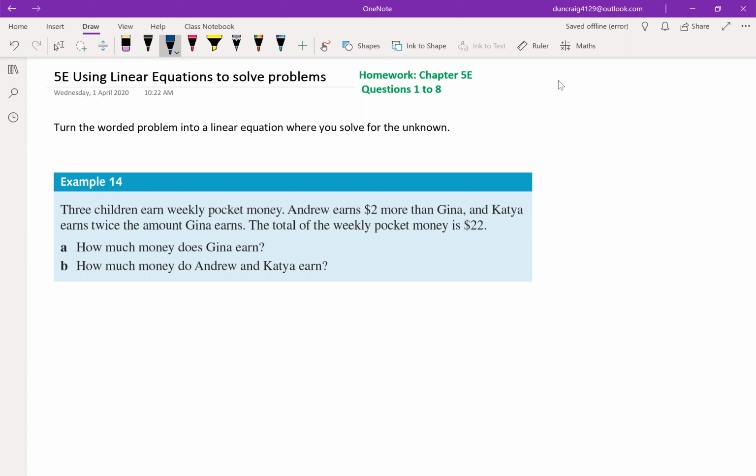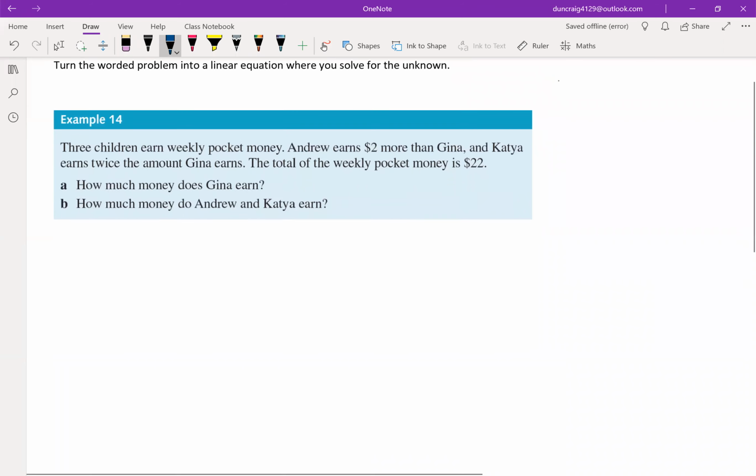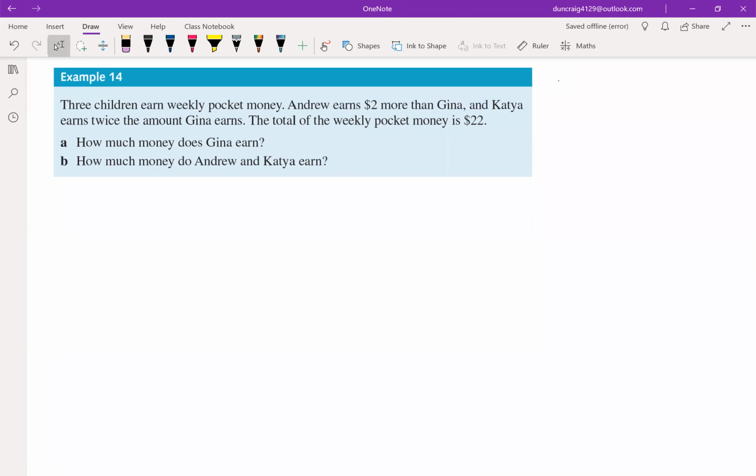And essentially all you've got to do is turn the worded problem into a linear equation, and then you solve for the unknown. And here are two examples here.